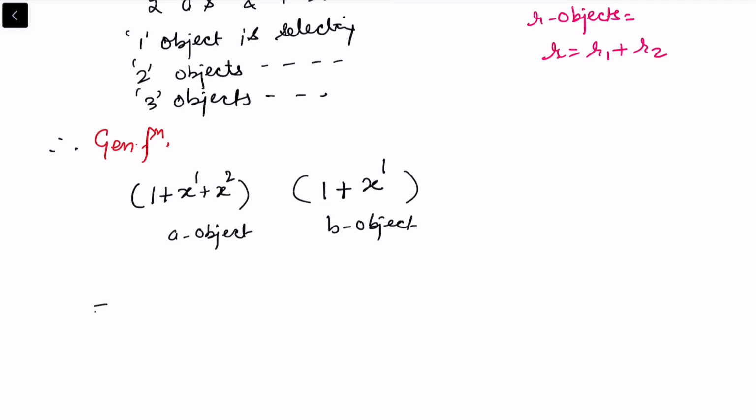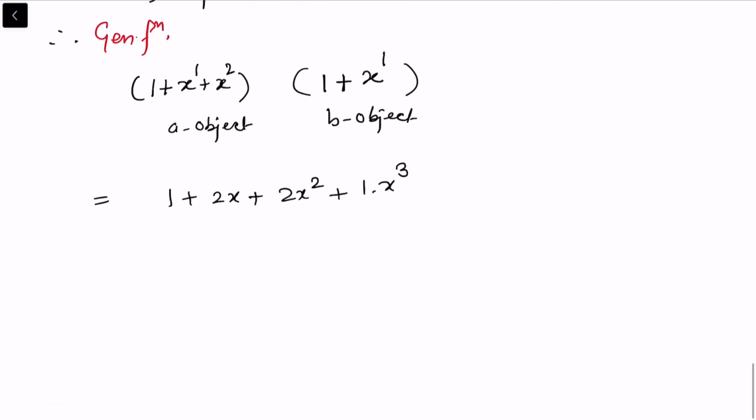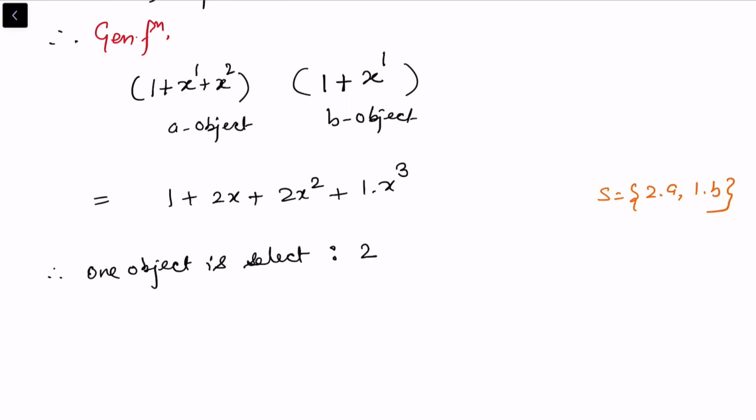Now when I multiply this, I will get 1 plus 2x plus 2x squared plus 1 into x cubed. From here we can see, when one object is selected, the answer is 2, because in this set we have been given 2 times A and 1 into B, so the object could be A or the object could be B. Then when two objects are selected, the answer is 2 also.